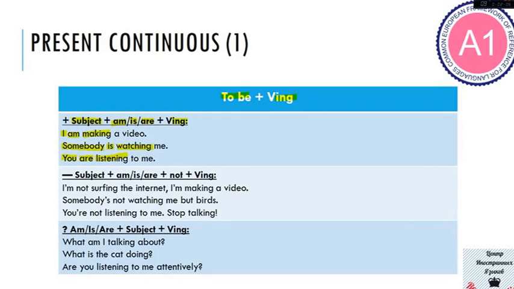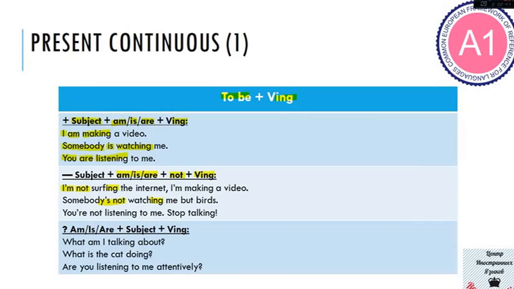If you want to deny some fact, then do not forget about the particle not, which you will put between the verb to be and the main verb plus ing. Look at the examples. I'm not surfing the internet, I'm making a video. Here we go. I'm is a contracted form of I am, then the particle not, and the main verb plus ing ending. Somebody's not watching me but birds. Somebody's not, somebody is not, and the main verb plus ing ending.